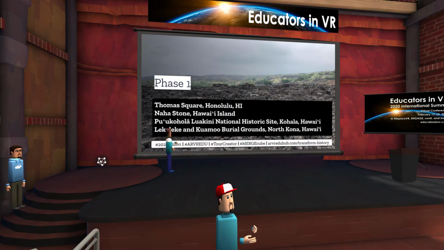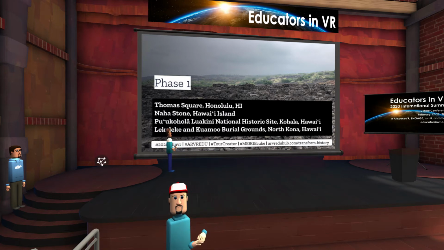And so these are a couple of places that we started with. One is on the island that we live on, Oahu. And it's a place called Thomas Square, really significant to a period in time when Hawaii was a territory and eventually became a state. And then 3 other places, we were able to travel to another island called Hawaii Island, which is also known as the Big Island, to visit a couple of places tied to the ancient Hawaiian history.